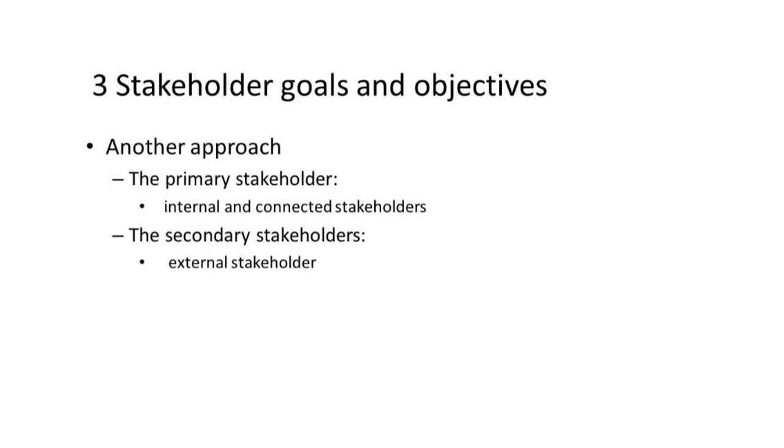Stakeholders may also be analyzed by reference to whether they have a contractual relationship with the organization. Stakeholders who have such a relationship are called primary stakeholders, while those who do not are known as secondary stakeholders. The primary stakeholder category thus includes internal and connected stakeholders, while the secondary stakeholder category equates to external stakeholder status.